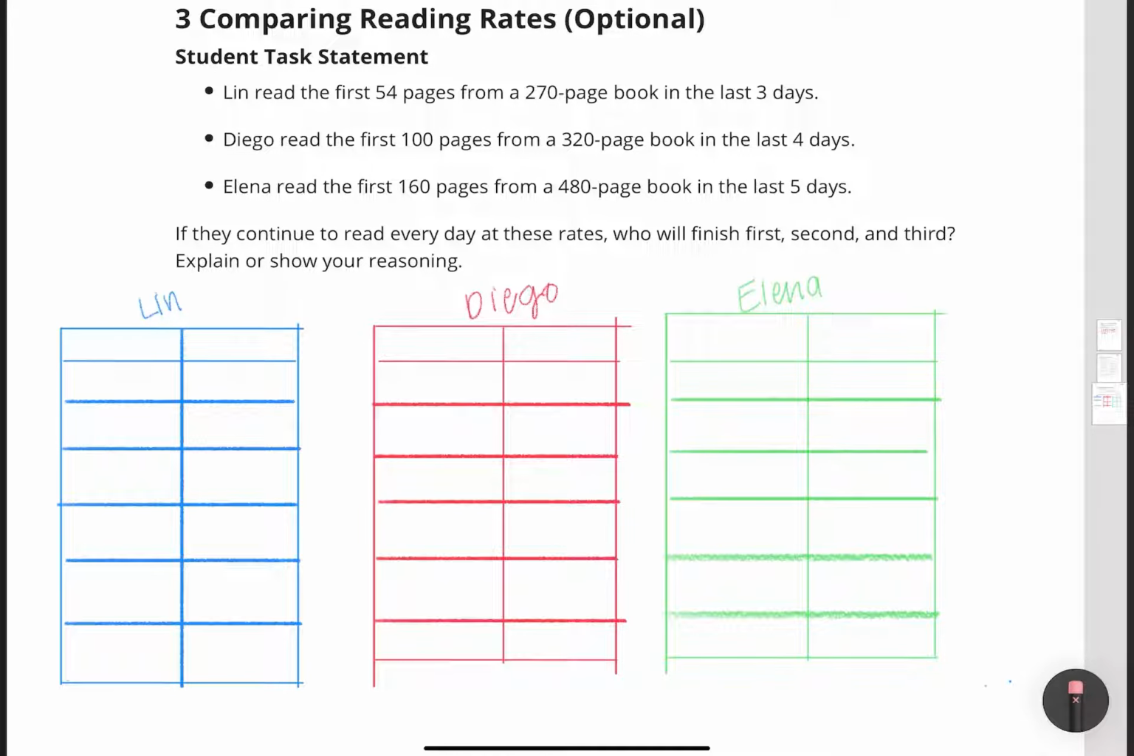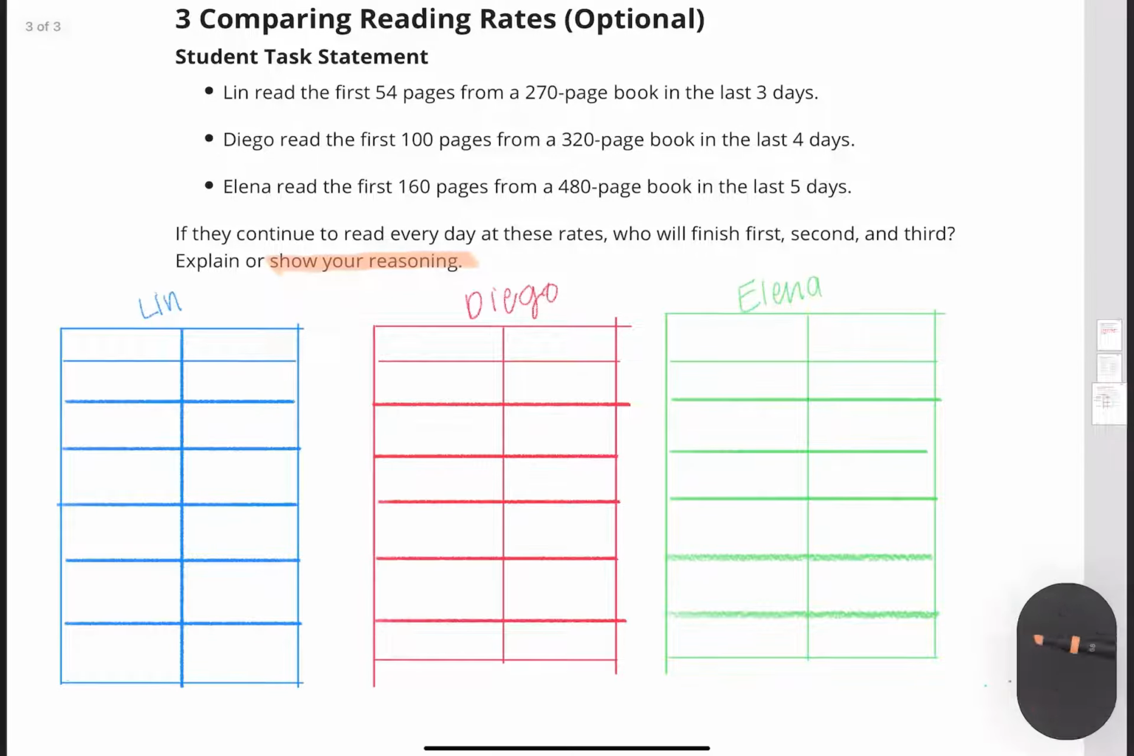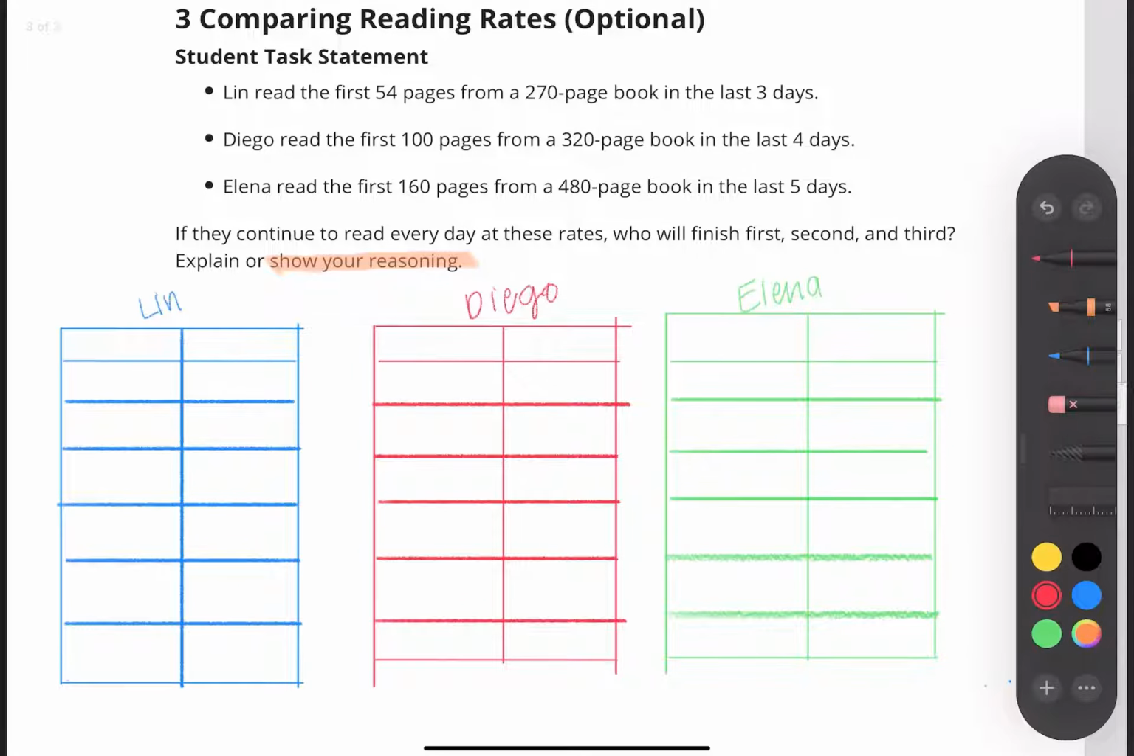So when you see something that says explain or show your reasoning, it either wants you to write it out in paragraph form, or it wants you to use something to justify your answer, something that the reader can understand. As you can tell, I've already set my tables up, so I am definitely going to show my reasoning for this question. I'm taking that option. So let's jump into it.